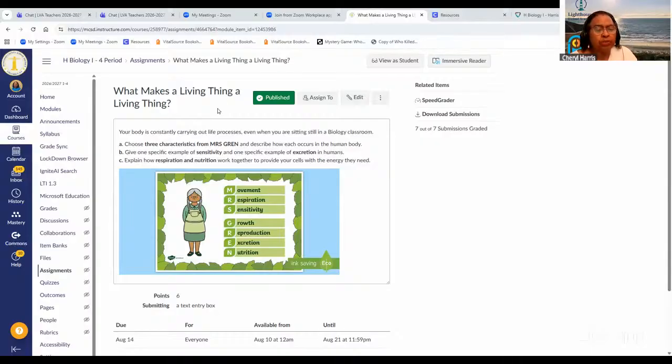What is not on the study guide is the assignment that you had a little while ago on Ms. Gren. Ms. Gren outlines all of the things that living things must do in order to be a living thing. If you leave anything out, if the object that you're looking at is missing any of these, then they are not a living thing.